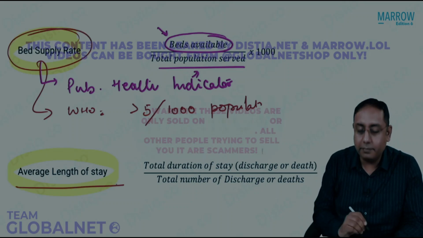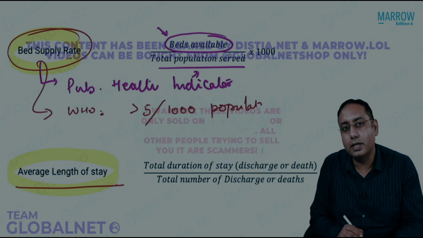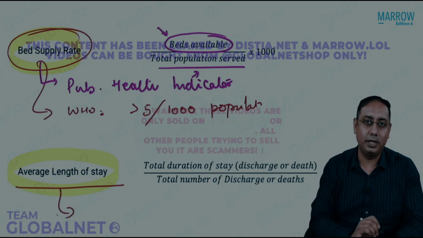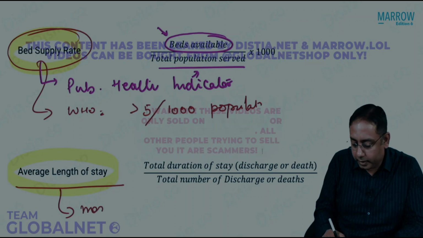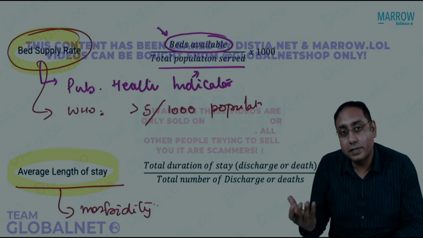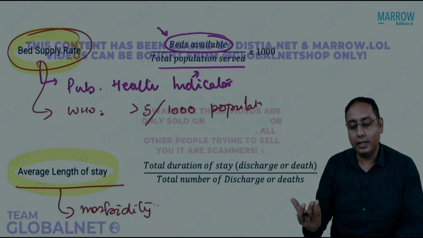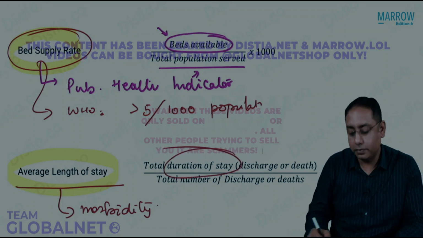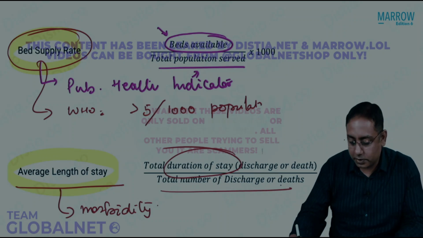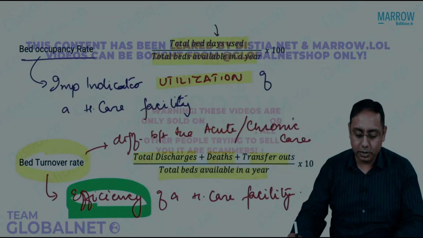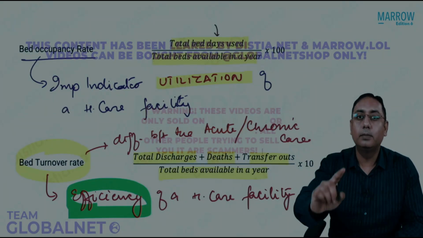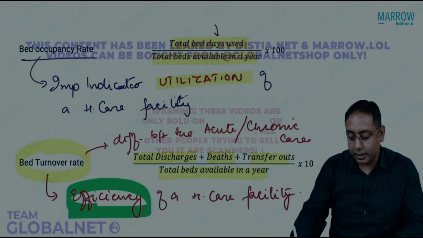What do you mean by average length of stay? Average length of stay will tell you about the morbidity. It is actually not a utilization indicator. It is a morbidity indicator. Average length of stay will tell you what level of sickness and what type of sickness is prevalent in the area. It is the total duration of stay divided by the total number of discharges. That is the average length of stay. So please note, this can be your MCQ. What do you mean by the bed turnover rate or the bed occupancy rate? They both are utilization indicators.